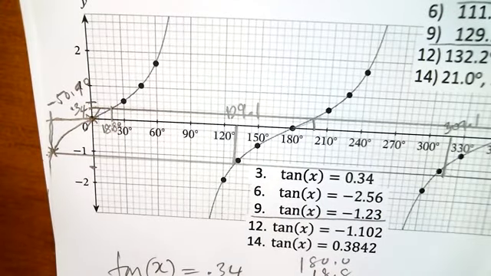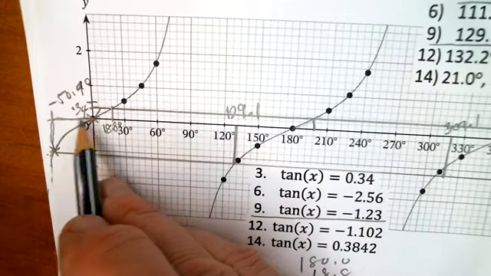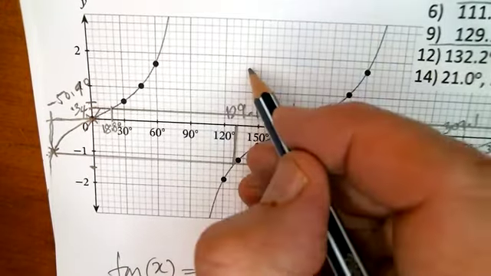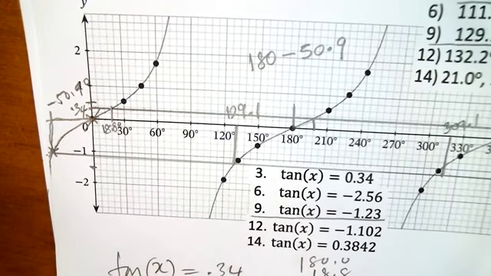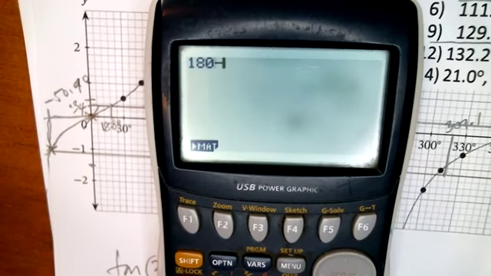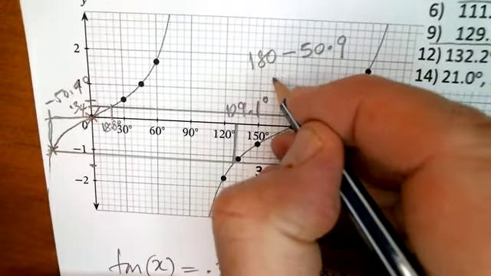Which means that every time we come across one here, if this is back 50.9, this one must be 180 and back 50.9. So I'm betting if we took 180 and we subtracted 50.9, we'd get 129.1. Let's see if that plays out. So we're going to take 180. Here it is. We're going to take 50.9 off that, and we get, look at that, 129.1.